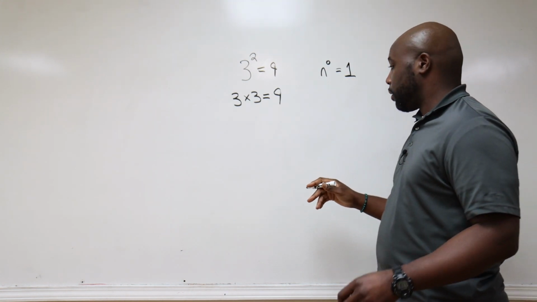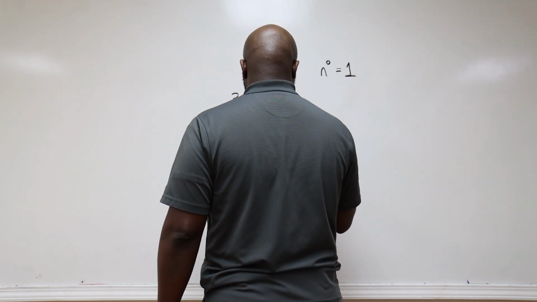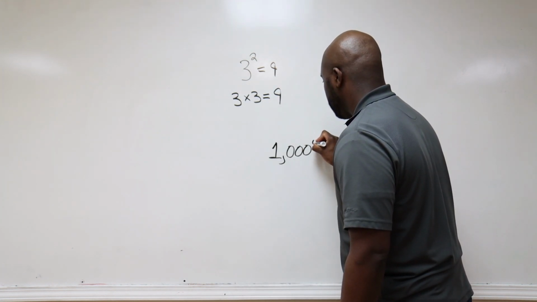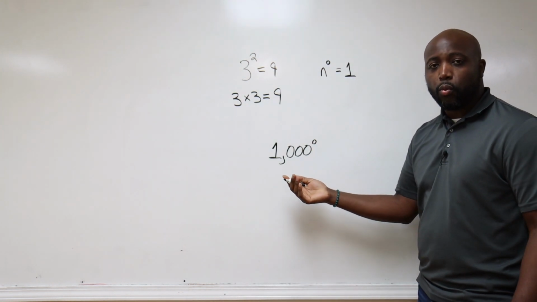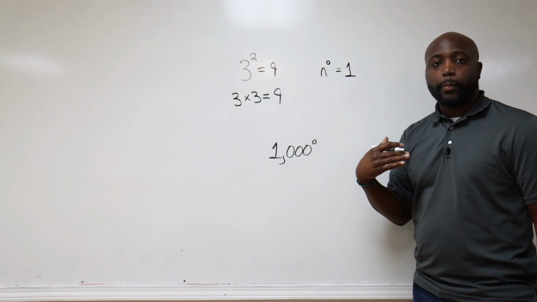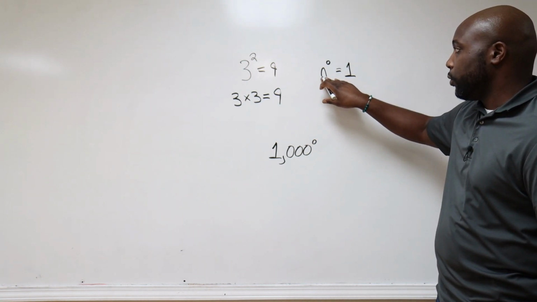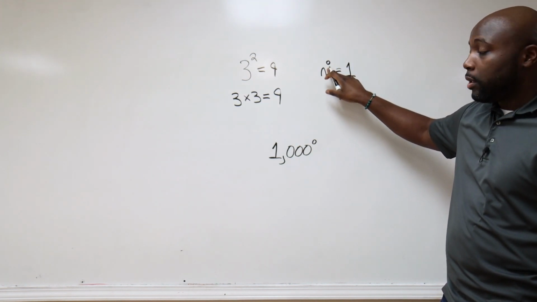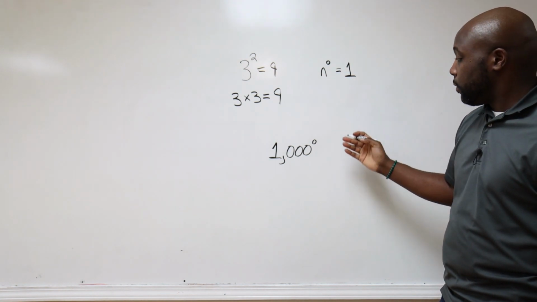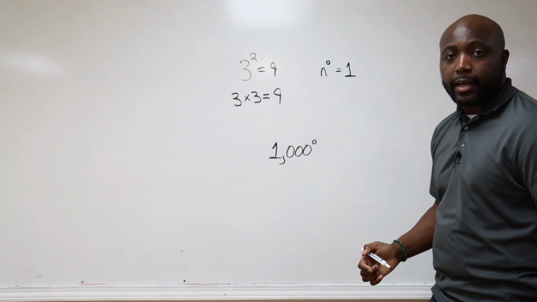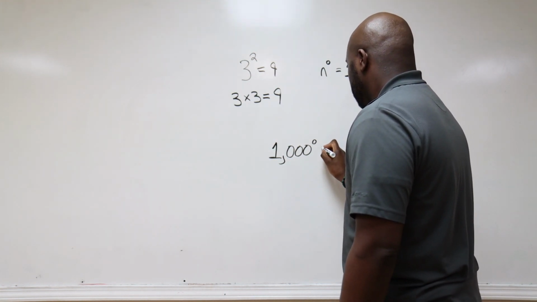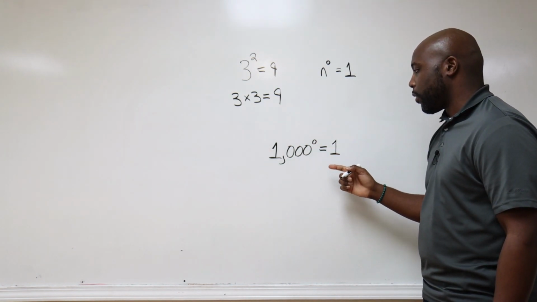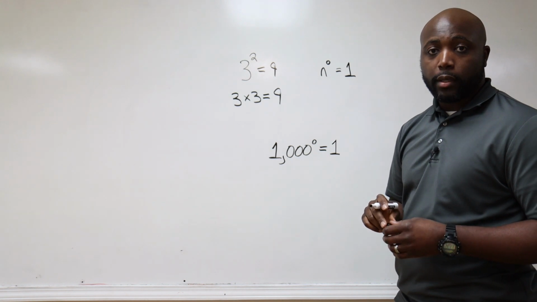So if we were to put, what is 1,000 to the 0 power? Well, we'll just remember our rule. Any number with an exponent of 0 has a solution of 1, including a large number such as 1,000. So 1,000 to the 0 power has a solution of 1.